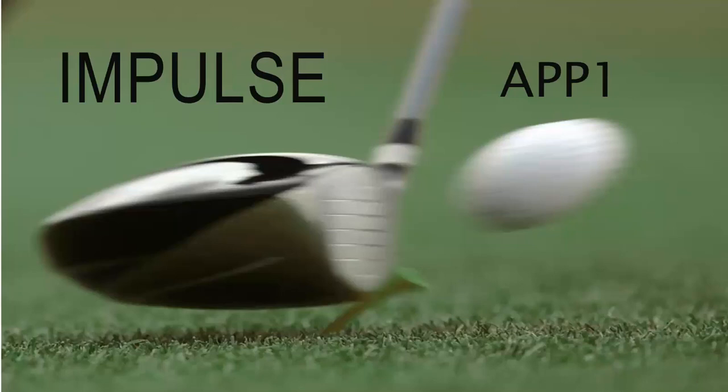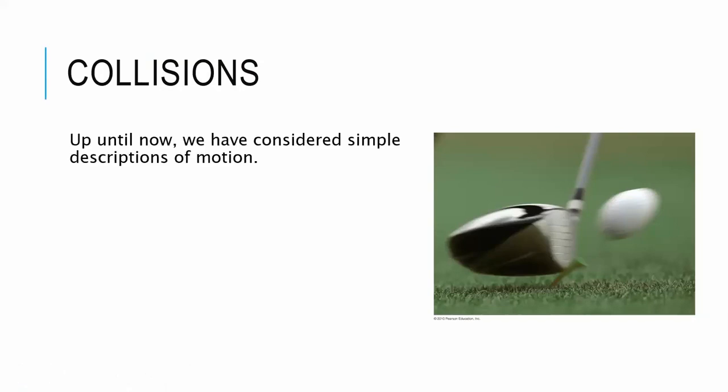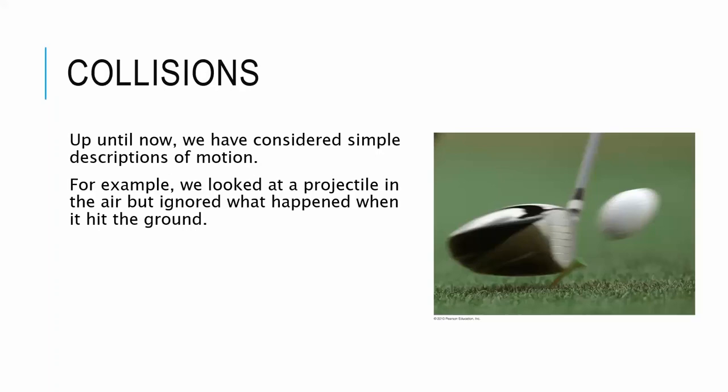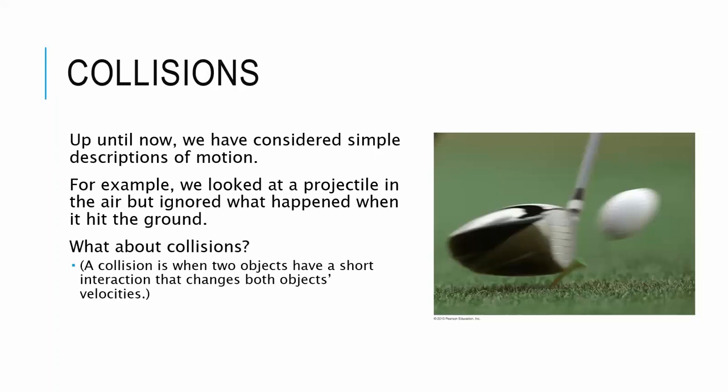In this lesson, we're going to talk about impulse. So this unit deals with collisions. And up until now, we've considered simple descriptions of motion, something like a projectile that's in the air, but we don't talk about what happens when it hits the ground. When it hits the ground, that's a collision. So what are collisions? Collisions are when two objects have a short interaction that changes both of the objects' velocities.